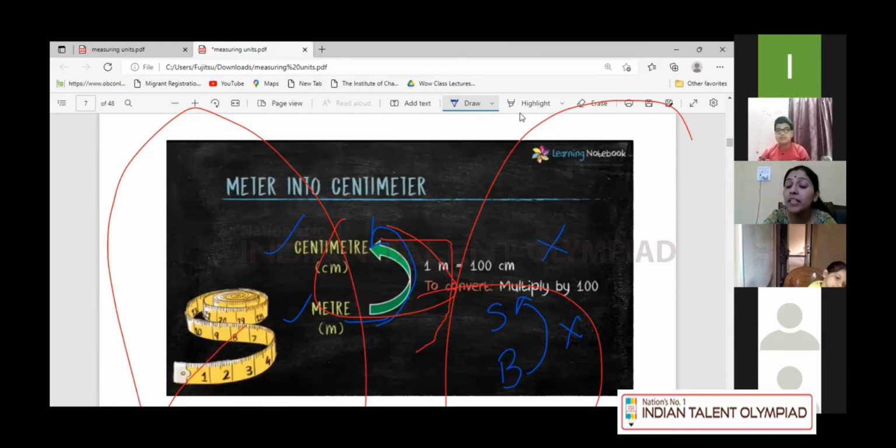Okay. So suppose 1 meter equals how many centimeters? 100. Very good. So when we are going from big to small, what do you need to do? Multiplication. Very good. When you're going from meter into centimeter, meaning bigger unit to smaller unit, you have to multiply, or if you're going from smaller unit to bigger unit, you have to divide.